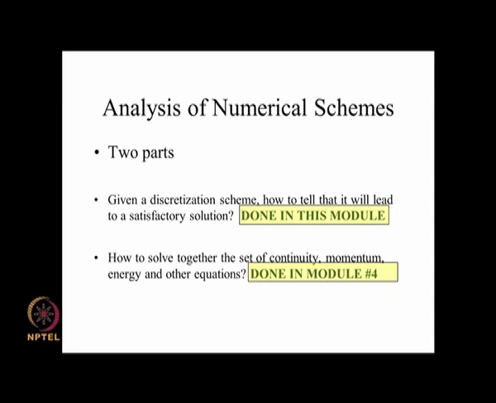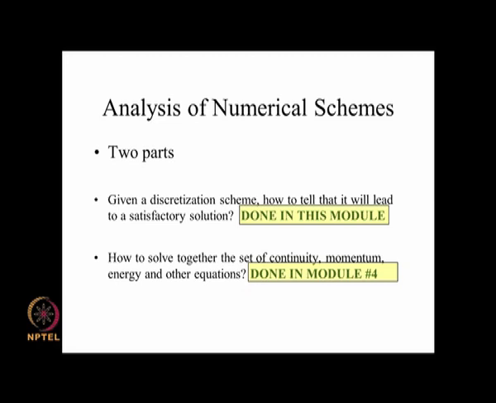In the first part we try to answer the question: given a discretization scheme, how to tell that this scheme, consisting of the specific approximations that we make for the derivatives that appear in the governing equation, will lead us to a satisfactory solution. This is a question that we will address in this module. But there is also the analysis of numerical schemes answering a different question, that is how to solve together the set of continuity, momentum, energy equation and other equations, and that is going to be done in the next module, module 4.